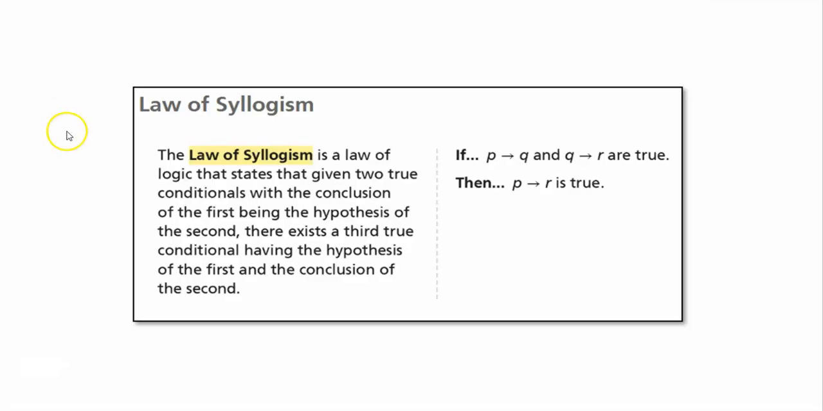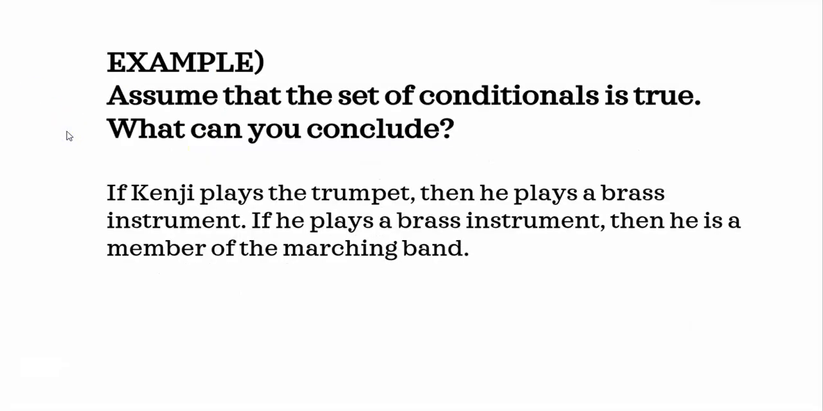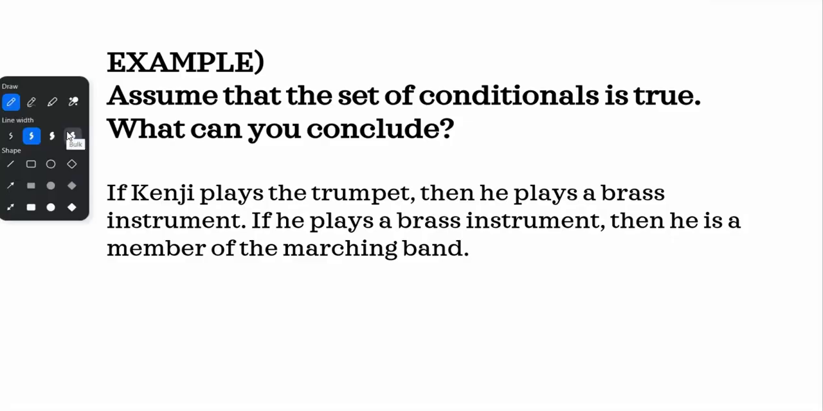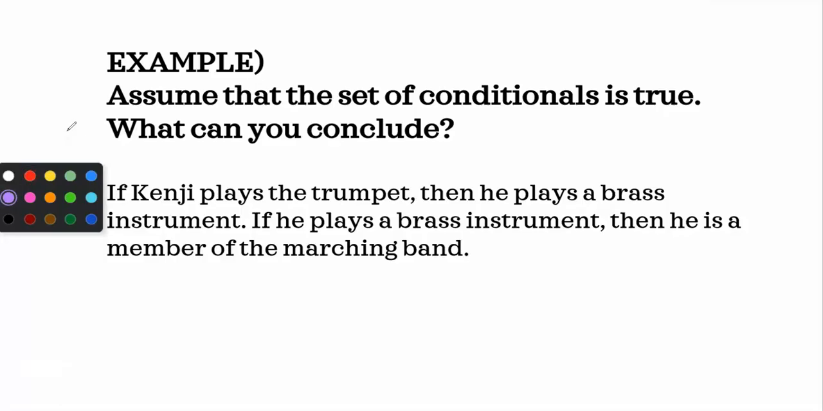Let me show an example though. So here's the law of syllogism. It says, assume that the set of conditionals is true. Okay, everything has to be true for this to flow. What can we conclude? And again, you guys, I bet you could reason through this without even knowing that this has a name. If Kenji plays the trumpet, then he plays a brass instrument. If he plays a brass instrument, then he is a member of the marching band. So what can we conclude about good old Kenji and his life here?